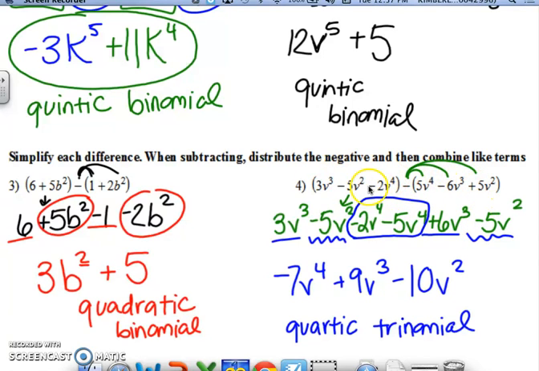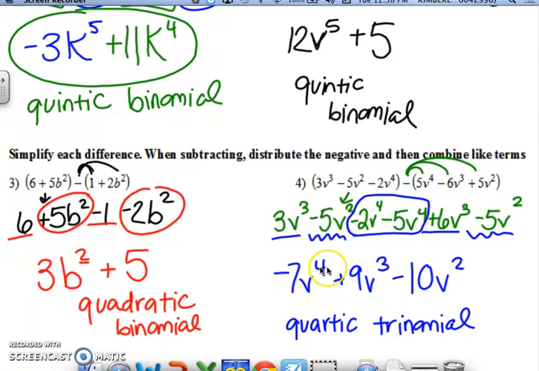I then took this parenthesis and rewrote it down here without parentheses. So then I looked at my exponents, and I want to start with the higher one first. So I got this v to the fourth and v to the fourth. So I combined those like terms, and negative 2 minus a 5 is a negative 7v to the fourth. Then I looked at the exponent of a 3. So there was a 3v cubed and a positive 6v cubed, which would give me a 9v cubed. Lastly, I looked at this negative 5v squared and negative 5v squared, which will give me a negative 10v squared. It looks all nice and pretty because my exponent goes 4, 3, 2, so they're in order.